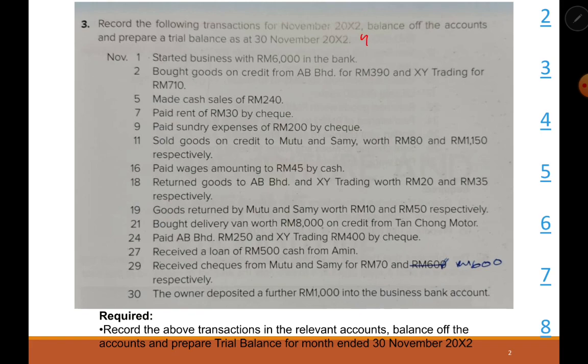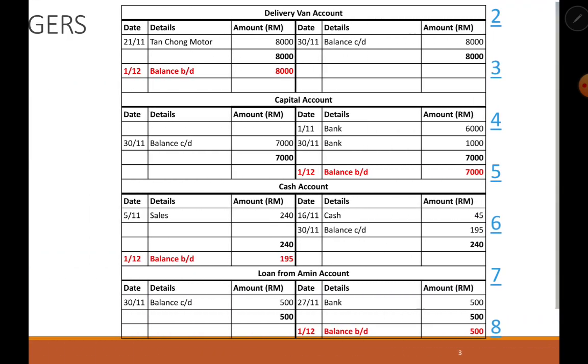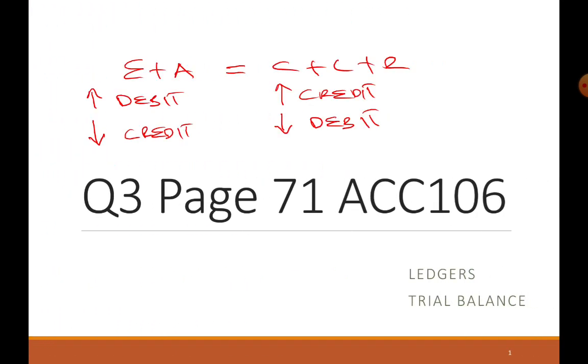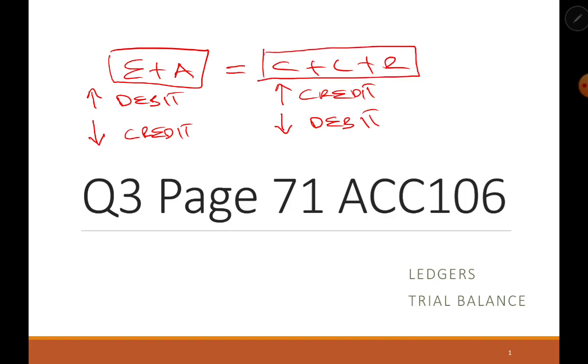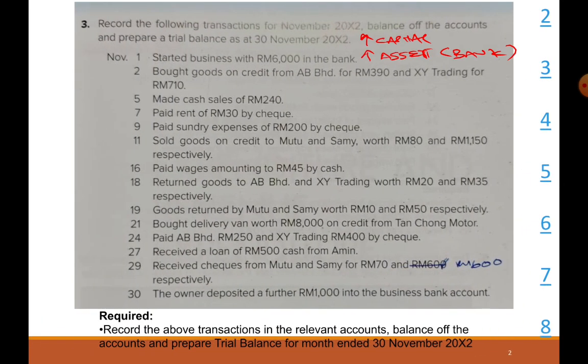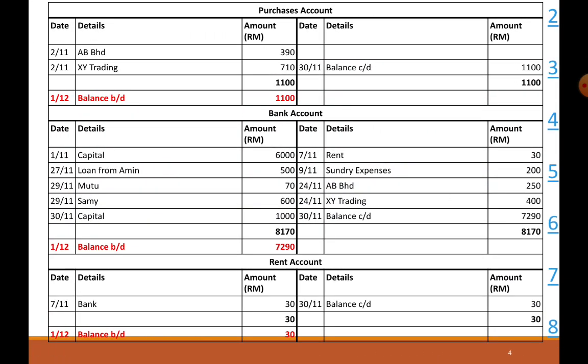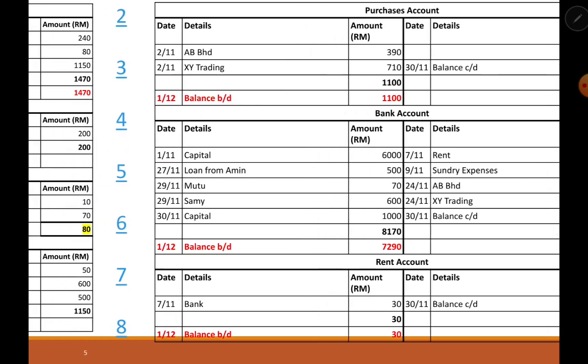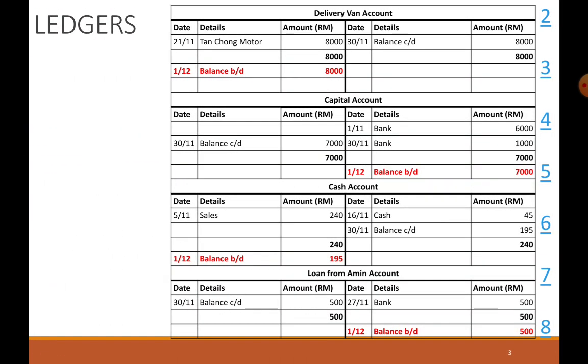So the effect will be increase in capital and increase in asset. In this case, the asset is bank. Increase in asset, we will debit. Increase in capital, we will credit. Okay, so debit asset, debit bank, credit capital. Debit bank, 1st November, the particulars will be capital, and then we will credit capital. 1st November, credit capital, debit bank.